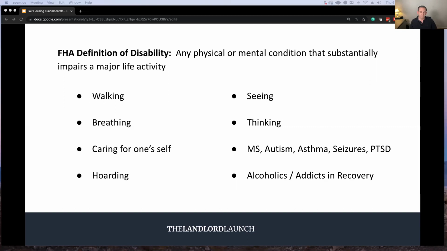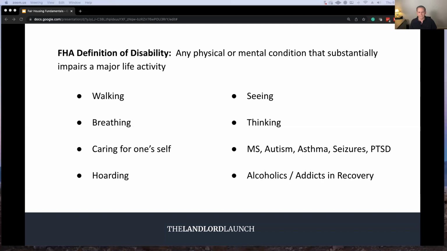Hoarders are kind of covered in this because that's a pretty serious issue. It's another one of those things that we as landlords are starting to deal with a lot more these days, and we should be a little more careful about how we approach hoarders and the whole epidemic of hoarding, because you can get yourself into some fair housing trouble there, discrimination trouble.